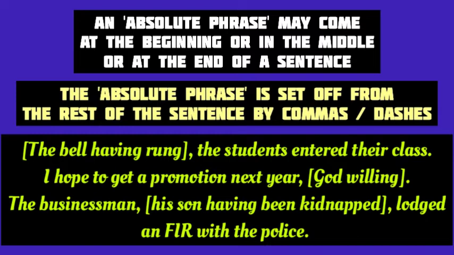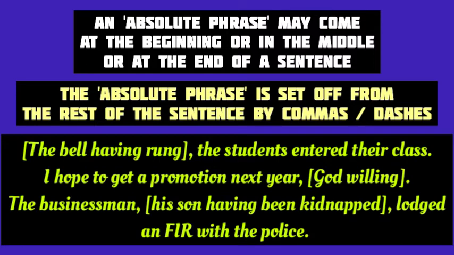But in the second example, I hope to get a promotion next year, God willing, the absolute phrase God willing comes at the very end of the sentence. Then in the last sentence, the businessman, his son having been kidnapped, lodged an FIR with the police, the absolute phrase his son having been kidnapped occurs in the middle of the sentence after the subject. And you must also notice how in all these examples, the absolute phrases are set off with commas from the rest of the sentences.